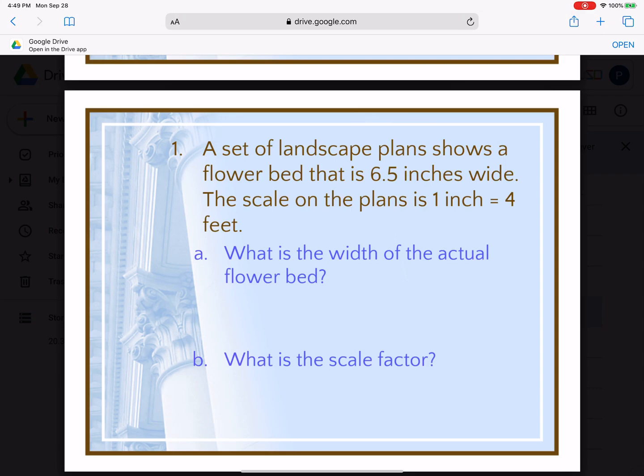So again, I'm looking at landscape plans and the flower bed is 6.5 inches wide in the plans. The scale of the plans is 1 inch equals 4 feet. That means every inch on the plans equals 4 feet in real life. So A asks, what is the width of the actual flower bed? And B asks, what is the scale factor?